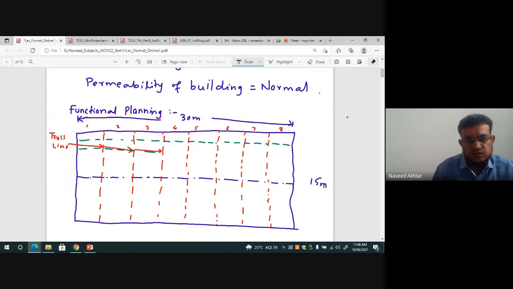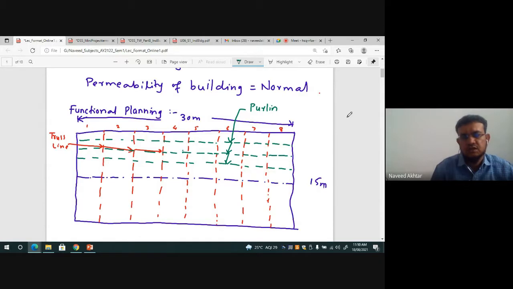About the purlins, they are parallel to the gable. Okay? And those are also parallel to the gable. These are the purlin lines, in the green line. Number of purlin lines are there. You see? Purlins means supporting the roof sheet. Okay?